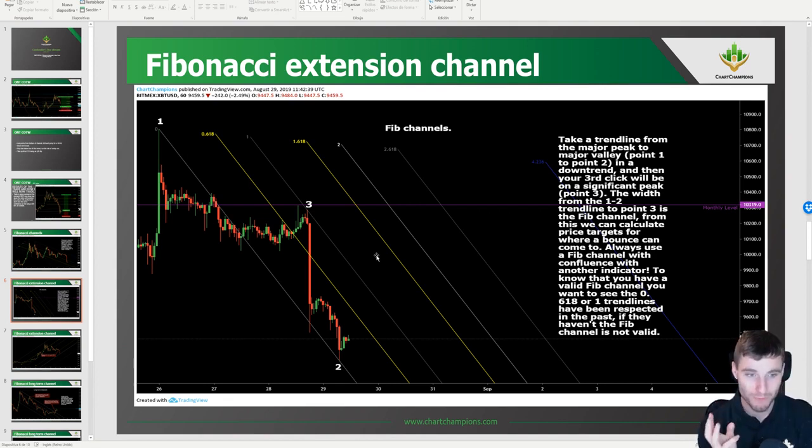So again, I prefer this on higher timeframes. You can go lower, but I wouldn't go anything lower than the 1 hour. Anything below that, no. I wouldn't use this for scalping. I prefer to use it on the daily chart. You can go on lower time frames, but generally no.